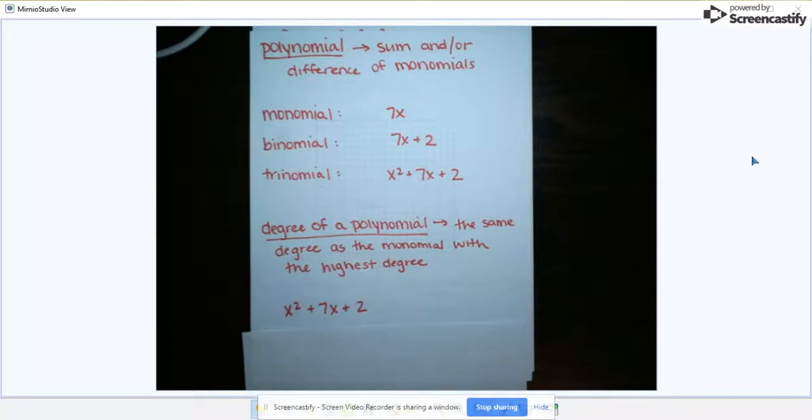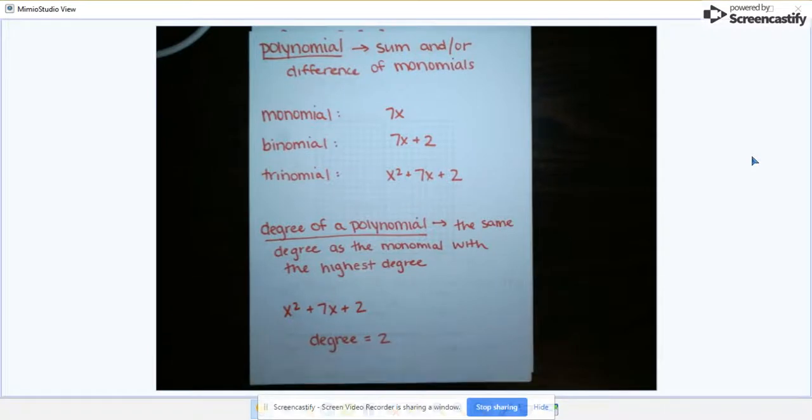So what that means, here I took our trinomial from above, x squared plus 7x plus 2. If I look at the degree of each of my terms, or each of my monomials, this has degree 2, this has degree 1, this obviously has degree 0 because it doesn't have any variables. So we take our highest degree that we just stated. Well, the degree of the polynomial will be 2 because that was the highest degree of our monomials.